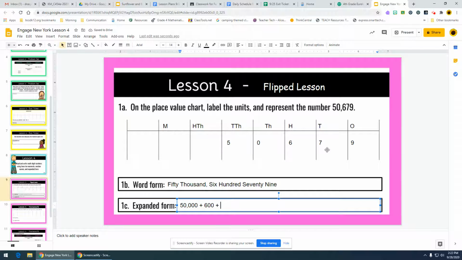which is the tens place. How many do I have in the tens place? I have 7. How would I represent that number of 7 tens? Would be 70. And my last place value is the ones. How many do I have in the ones place? 9. How would I represent that? 9 ones by putting the number 9. I would then be able to add that all up and get my answer of 50,679.